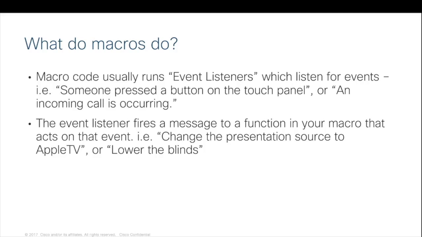So if the event was someone pressed the button labeled Apple TV on the touch panel, your function might go in and change the presentation source to match the Apple TV connection. Or if they hit the lower the blind button on the touch panel, it might lower the blinds in the room. Your function might set that about.